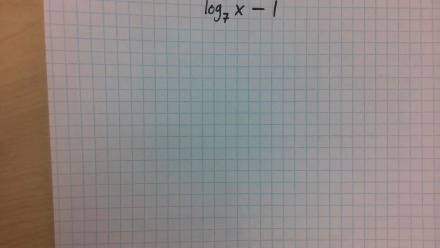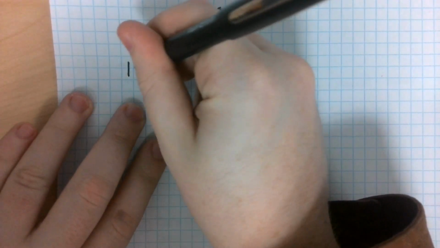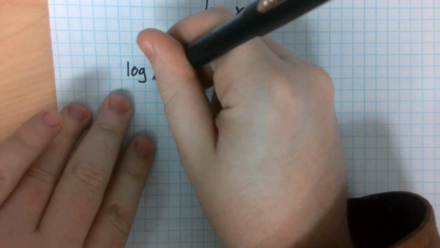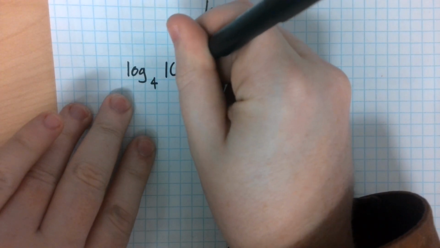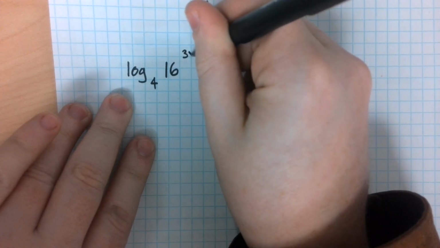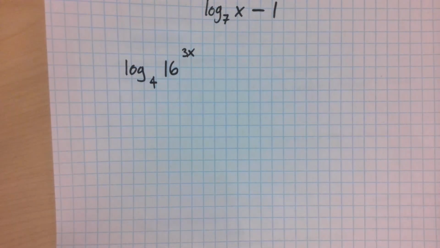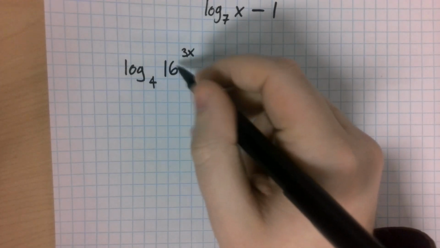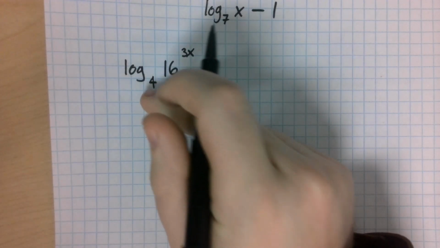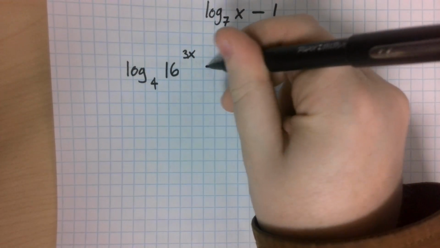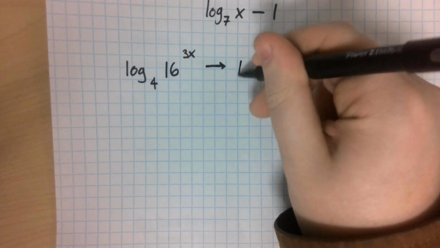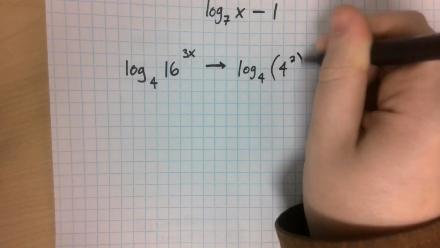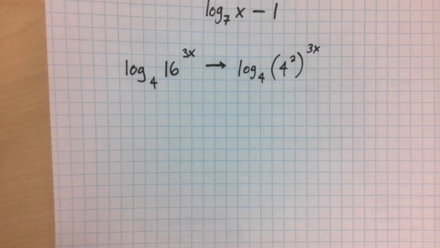Remember back during our quiz, I would give you a problem like this. Let's do log base 4 of 16 to the 3x power. And we learned for our quiz that the way to do this is to turn 16 into 4 to the something power. In this case, we can just turn this into log base 4 of 4 squared to the 3x power.